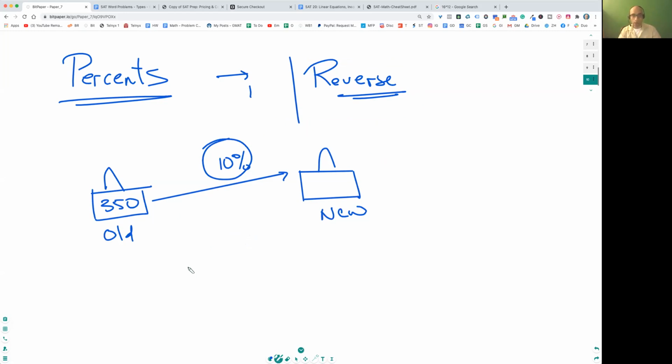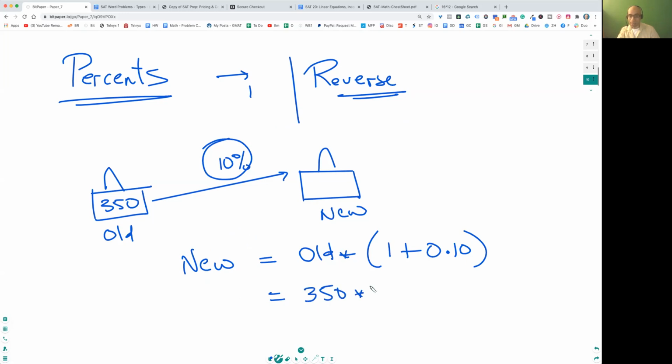So pay attention. The new price is going to be equal to the old price times 1 plus the percent value here, so that's going to be 0.1. Remember this because it's going to be useful in the problem that we're going to be solving. So the new is equal to old times 1 plus this. The old is 350, so you do 350 times 1.1.